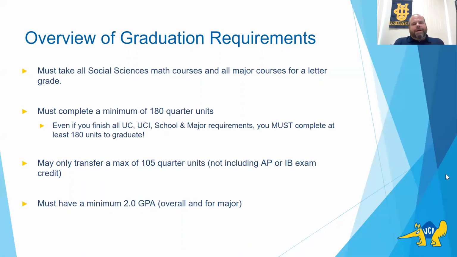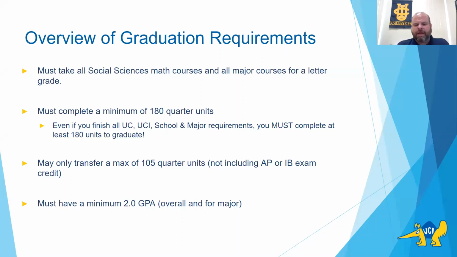All right, so the first thing we wanted to cover was basically how to graduate. What are the basic graduation requirements that all students need to meet, going from entering UCI to graduating from UCI? The first one for social sciences is that students must take all of their social sciences math courses and also major courses related to their major in social policy and public service for a letter grade option only. So that's something to realize as you enroll in classes, to make sure that you're taking these courses for a letter grade. Very important, because these are mandatory courses that you can't take for pass/no pass.